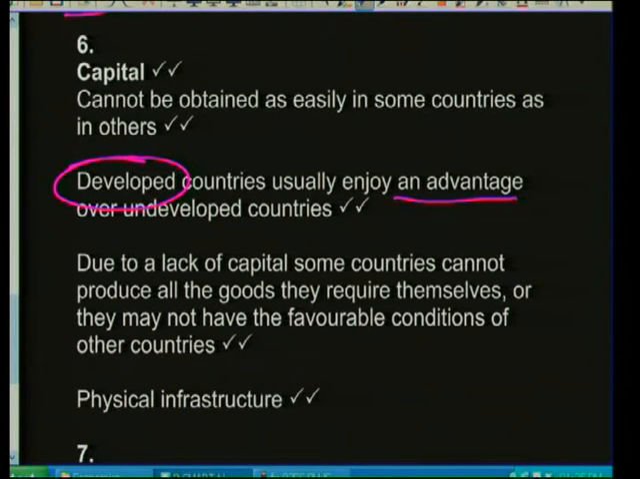Due to a lack of capital, some countries cannot produce all the goods they require themselves, or they may not have the favorable conditions of other countries. It could even be that some countries might have the natural resources, but they do not have the capital and they do not have the technology. And as a result of that, they have to export their raw materials and then import the more expensive final product for their own use.